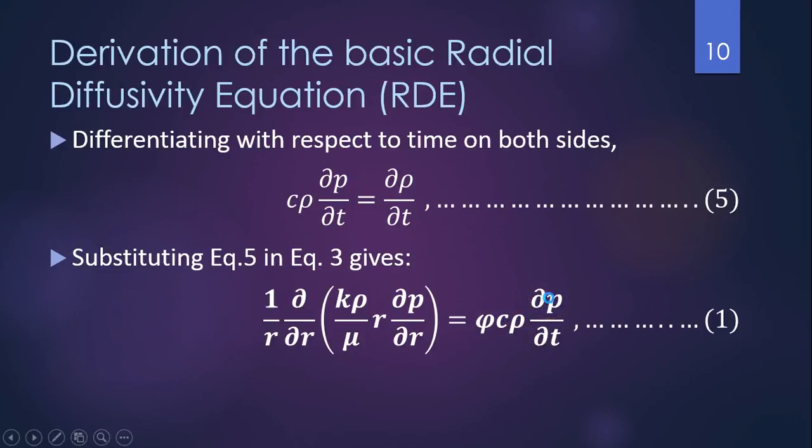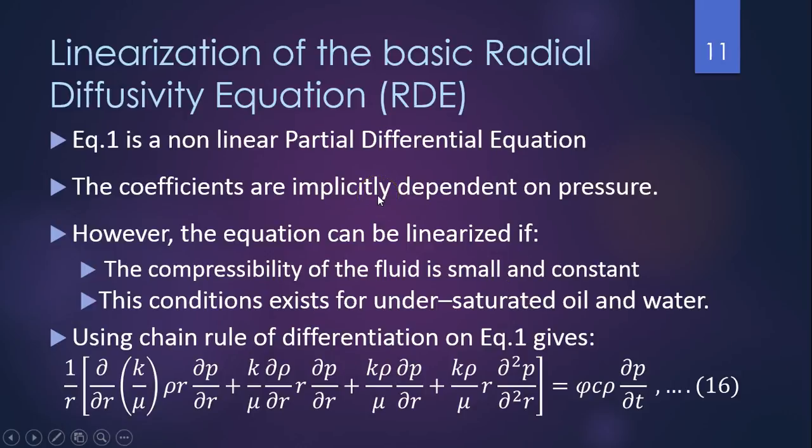For linearizing, we will have to make some assumptions. Like I said, the equation is a non-linear partial differential equation with the dependent variable p, pressure, and independent variables r and t. r means the radial distance from the wellbore, and t is the time. But porosity and density are implicitly dependent on pressure, so that's why the equation is non-linear. The equation can be linearized if the compressibility of the fluid is small and constant, and these conditions exist for undersaturated oil and water.